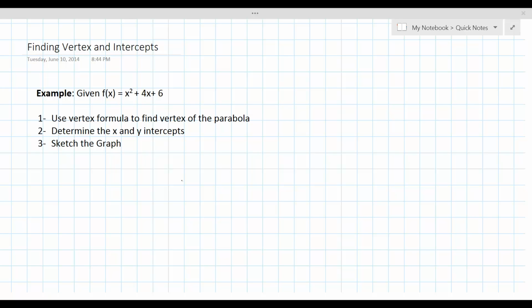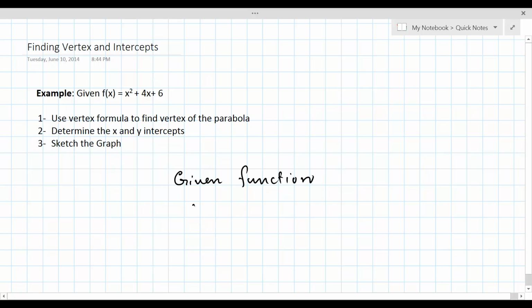In this lesson, we are going to find the vertex, intercepts, and graph of the given quadratic function f of x is equal to x squared plus 4x plus 6. Let's get started. The given function is f of x equal to x squared plus 4x plus 6.